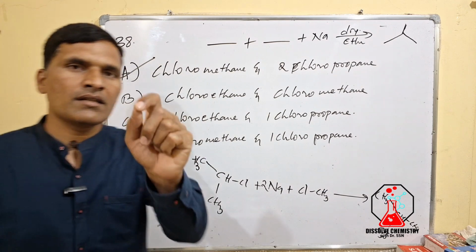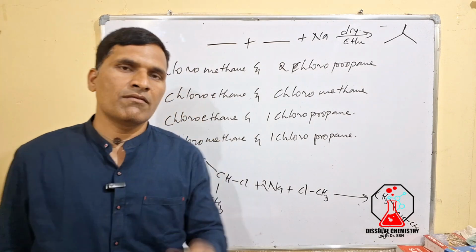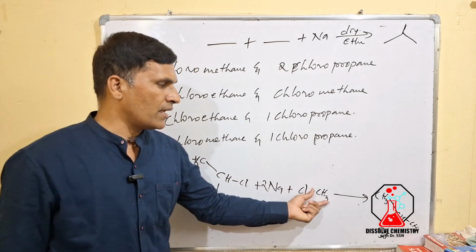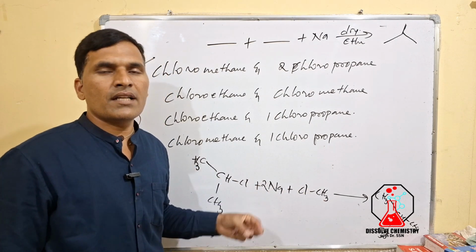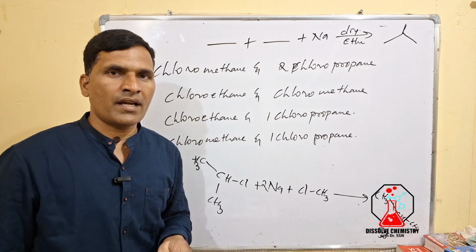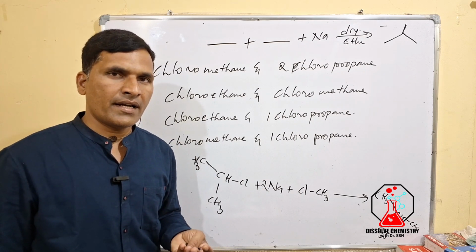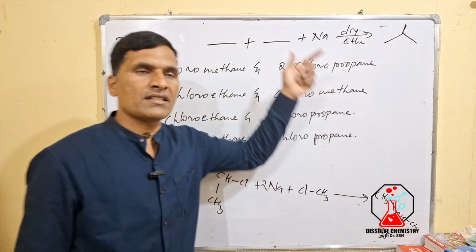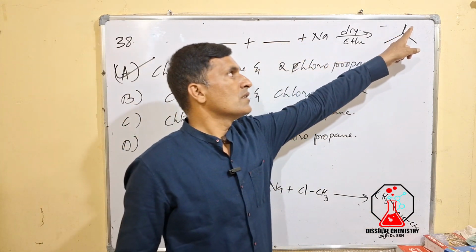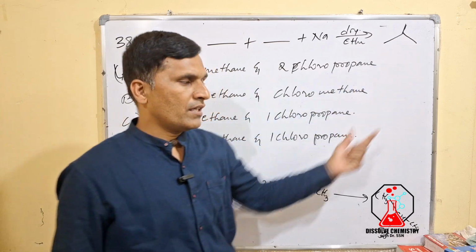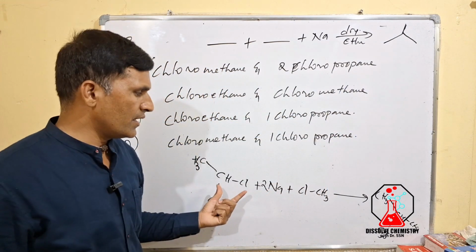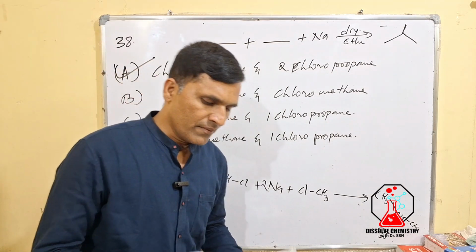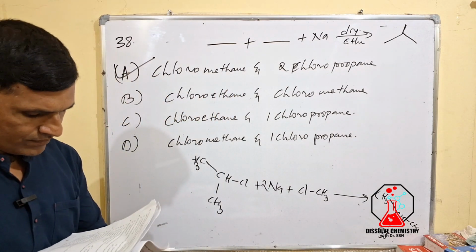Another thing you should make note of, which may be helpful for other examinations: when you take mixed haloalkanes, generally we will get mixtures of alkanes. But if it is specifically asked in the question to get 2-methyl propane, we have to use these two haloalkanes as reagents to get that by Wurtz reaction. Okay, next, move on to the next question.